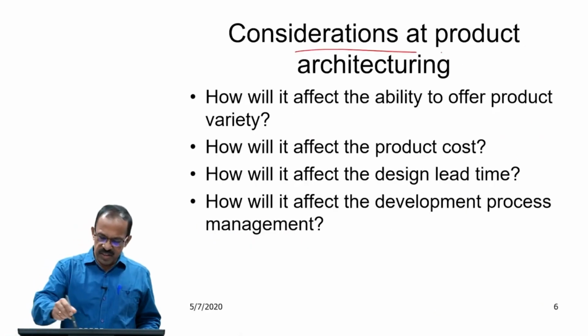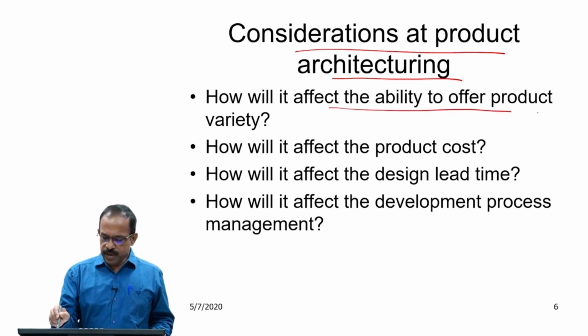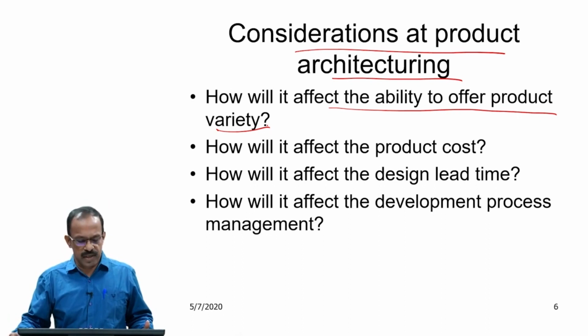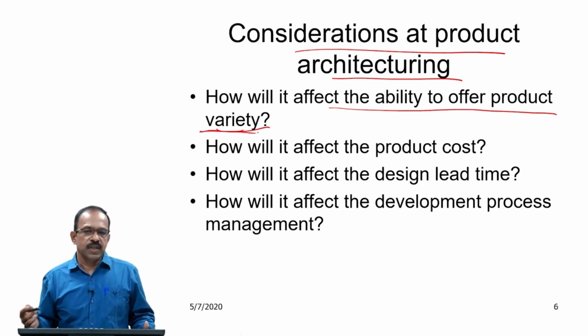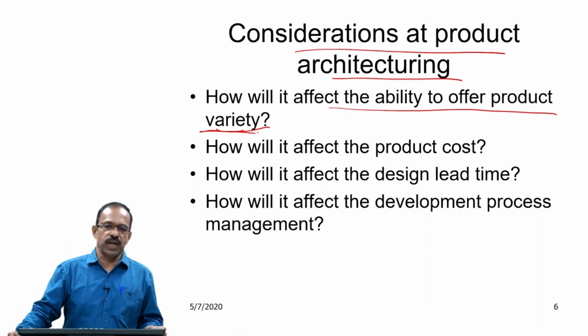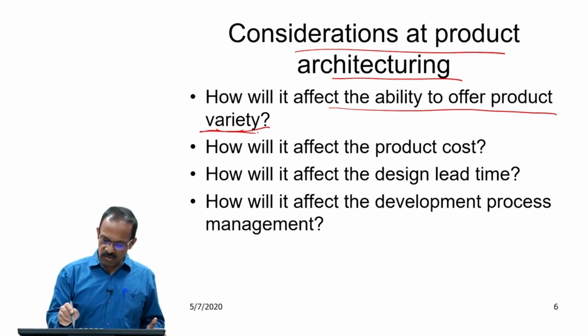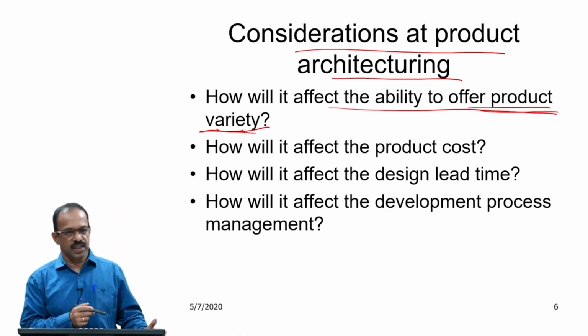The considerations needed in product architecting are the following. How will it affect the ability to offer product variety? When we develop the architecture of a product, we need to check if that particular architecture can provide a variety of products. Because in many cases, as I told you, the manufacturer needs to provide a set of products. A single product will not satisfy all the customers, so we need to have multiple products. The question is whether there is an ability to offer multiple products in the market.